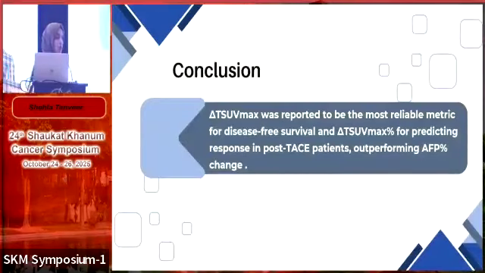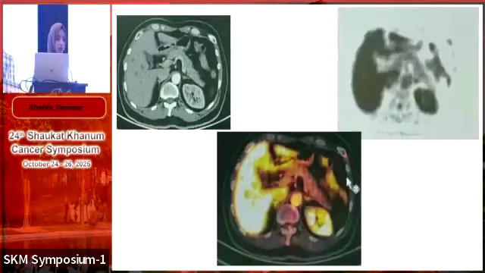So to conclude, our study showed that the delta TSGB max is the strongest predictor for the disease-free survival, and the delta TSGB max percentage is the strongest predictor for the treatment response groups, outperforming the blood marker delta AFP percentage. This is the case image for a patient that showed a hypermetabolic lesion in the right lobe of the liver prior to the TACE. Following the TACE, as you can see, there's a remarkable reduction in the metabolic activity, both in the fused axial image and the PET-only axial image.